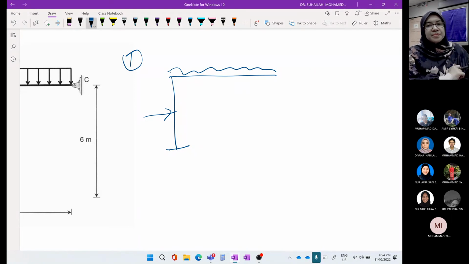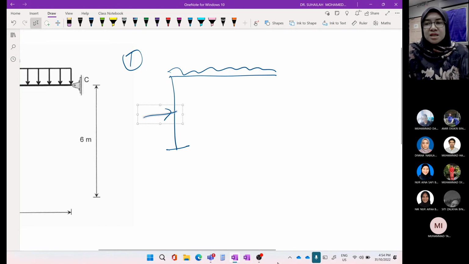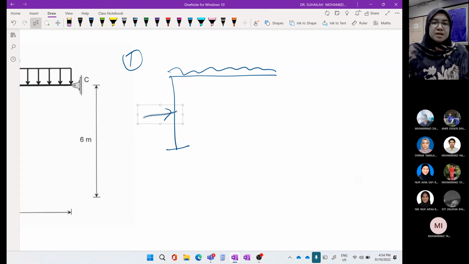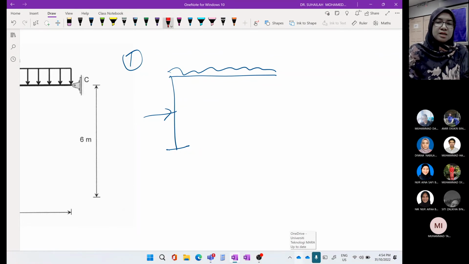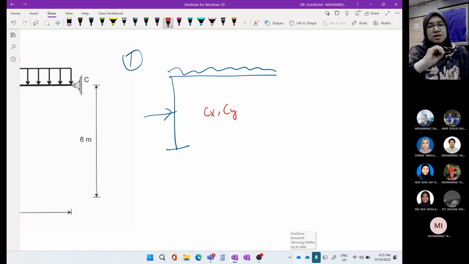Okay, this is the first option. We call it the possible primary structure. This is the primary structure after removing CX and CY. This is the first possibility.